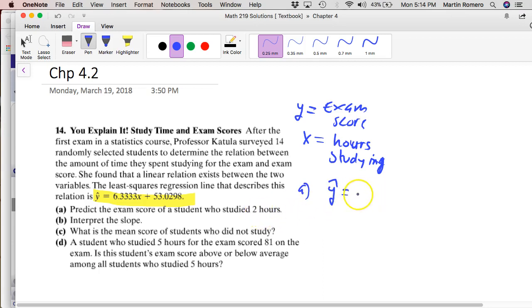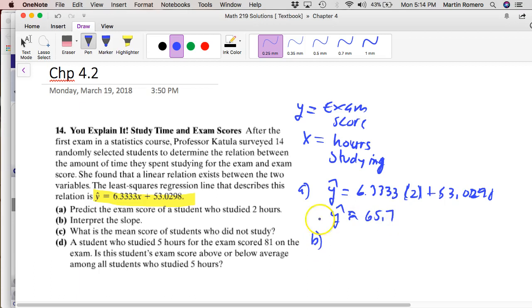And so for part A, the equation is really to predict an exam score for someone who studied 2 hours. You just do 6.3333 and then put 2 in its place, since the x value is hours studying, plus 53.02298. Sorry for the writing. And so the score that would be predicted would be approximately 65.7. That's if someone studies 2 hours.